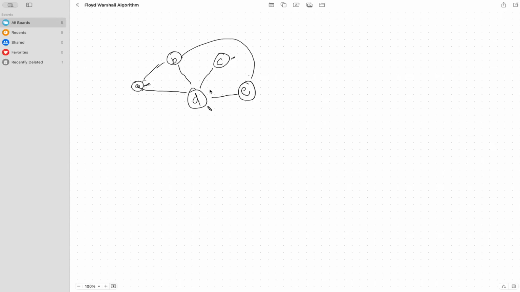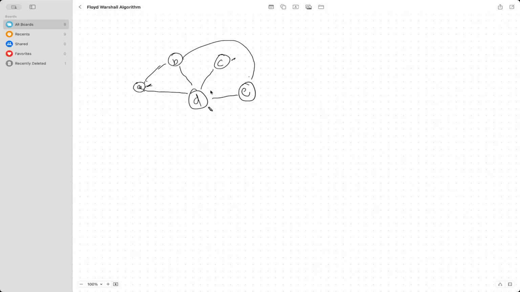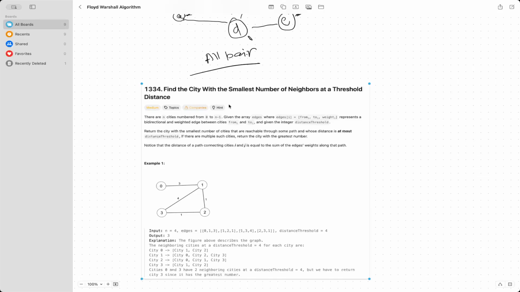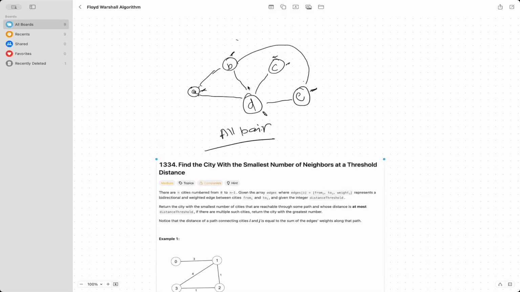So this is a category where we say that I should know all pair distance. You have to calculate all pair distance, then only I'll be able to conclude the answer. Let's just see one such question first. So here is one question which is talking about finding the city with the smallest number of neighbors at a threshold distance. So in the same graph which we have here, imagine that they are saying find the city, which is our answer, which has the smallest number of neighborhoods.